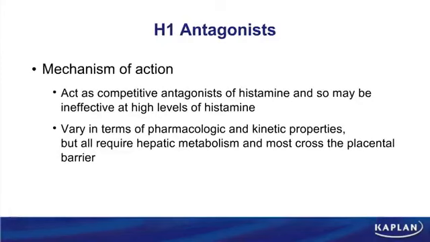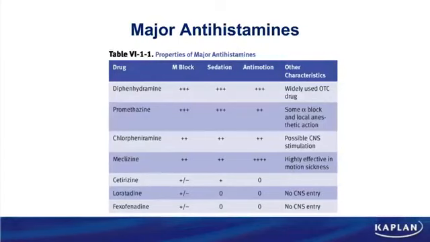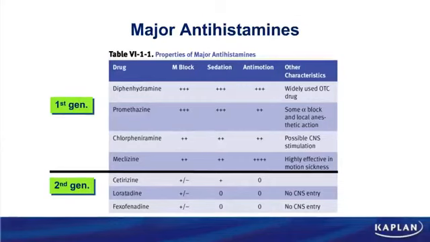In this chapter, let's focus specifically on the blockers of histamine H1 receptors. All of these drugs are competitive antagonists. Certainly they're going to vary in terms of their pharmacologic and kinetic properties, and these are summarized on the upcoming table. We divide the antihistamines into first-generation and second-generation drugs. In fact, I'm going to take you to the second-generation drugs at the bottom of the table, and let's discuss them first. The drugs cetirizine, loratadine, and fexofenadine are all second-generation drugs.